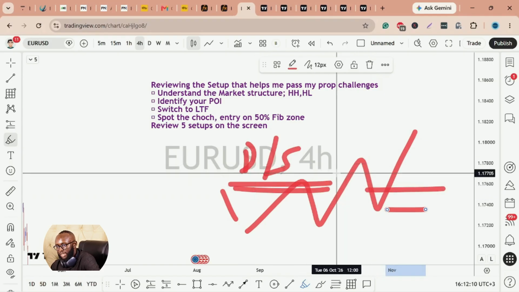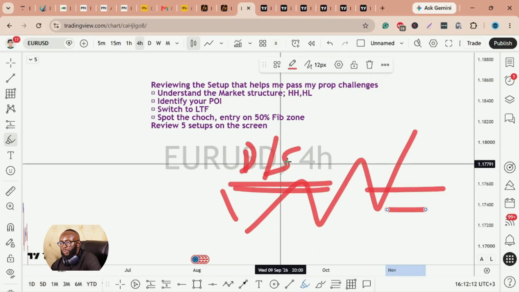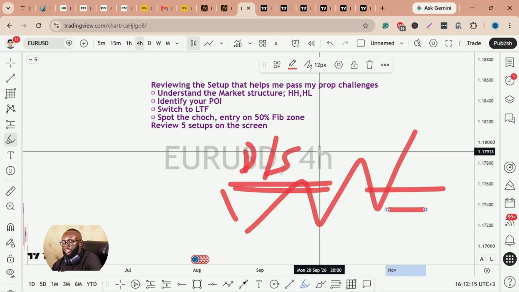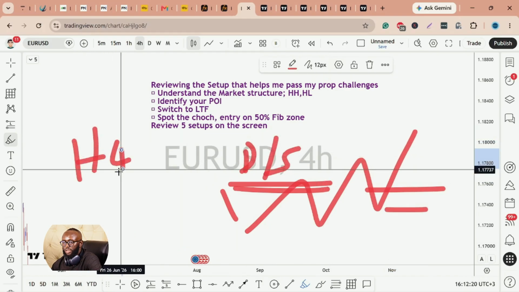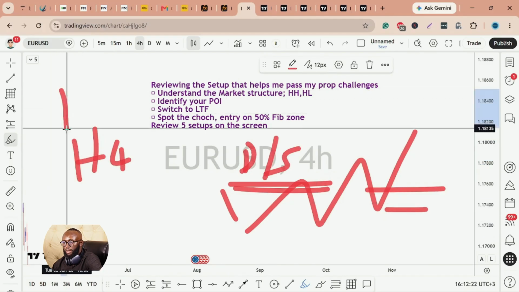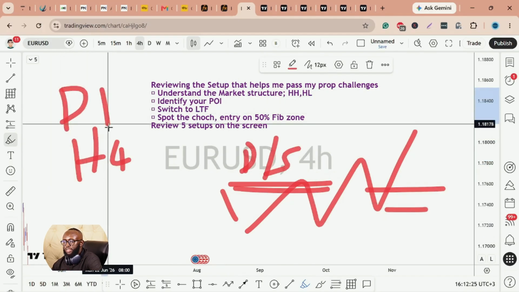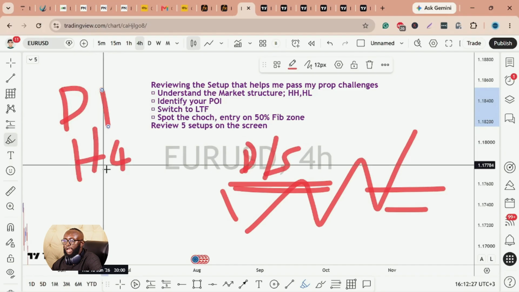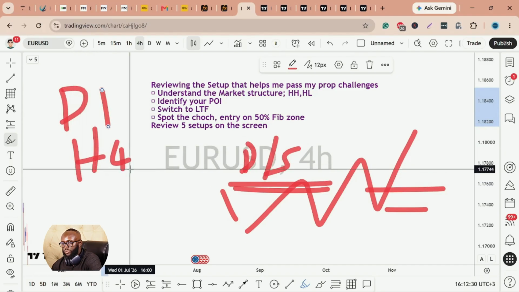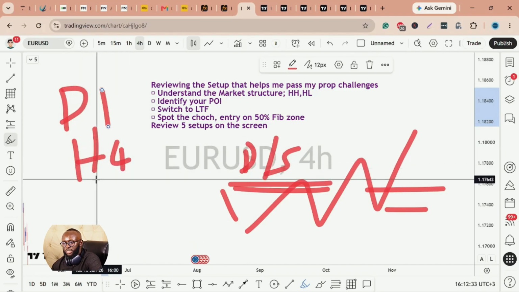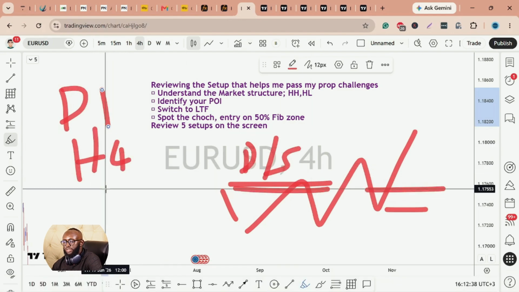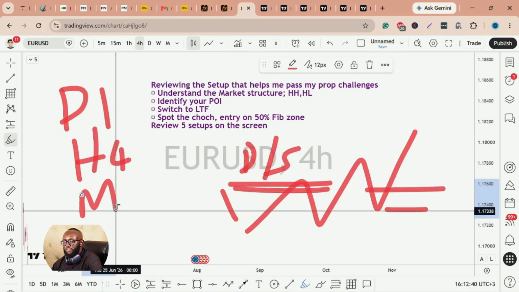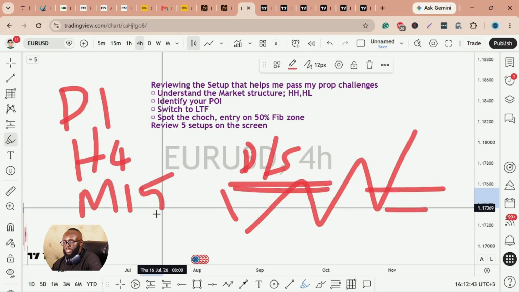Now, once the market comes to your POI, you want to go a step further and switch down to the lower time frame. In this case, I'm looking at the structure on the 4-hour time frame. Let's start even higher. I'm looking at the general trend or bias from the daily. I'm looking at the market structure from the H4 and also marking my point of interest from the same H4. And now I'm looking for my entry or confirmation from the 15 minutes time frame, which is M15.